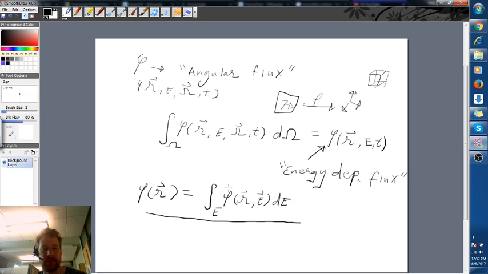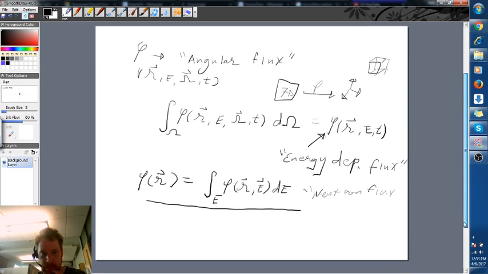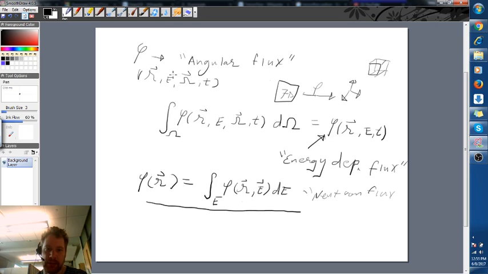So that's the energy dependent flux, and just what's colloquially referred to as just the neutron flux. And this is, of course, the angular flux, phi of R, E, omega, and T.